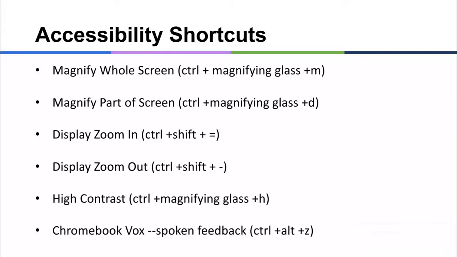Last but not least is the Chromebook Vox. This is spoken feedback. So when this feature is on, what it will do is have an orange box that pops up, and wherever that orange box is, whatever it's around, the computer will read those words back to you. So let's take a look at how it looks.